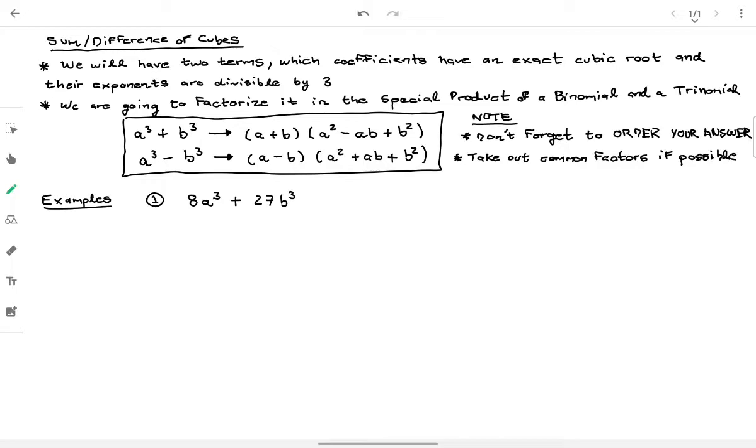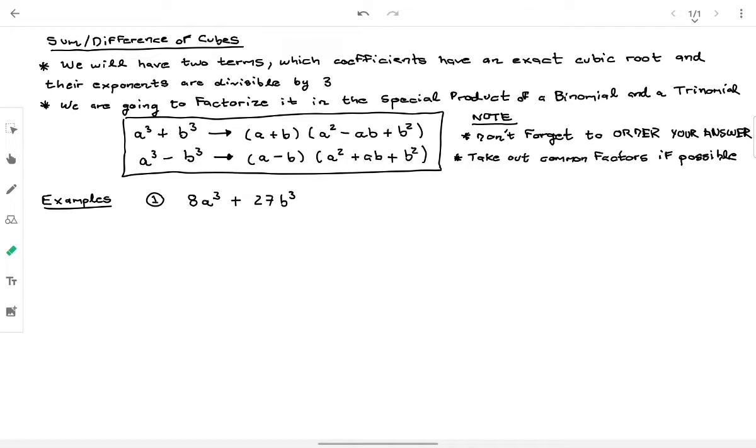We are going to factorize this expression. If we remember the special products, we have a specific special product called the product of a binomial and a trinomial, where we get a sum or a difference of cubes. So in this case, we will have a sum or difference of cubes, and as an answer we will get the special product of a binomial and a trinomial. So let's start with some examples. Let's go with the first one.